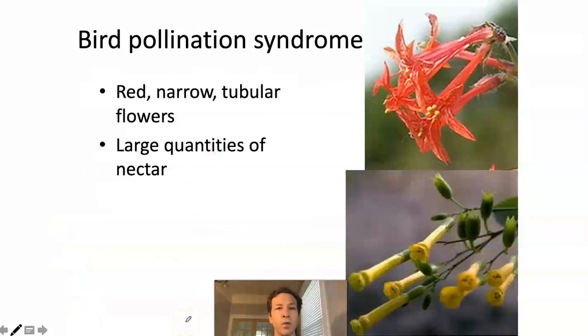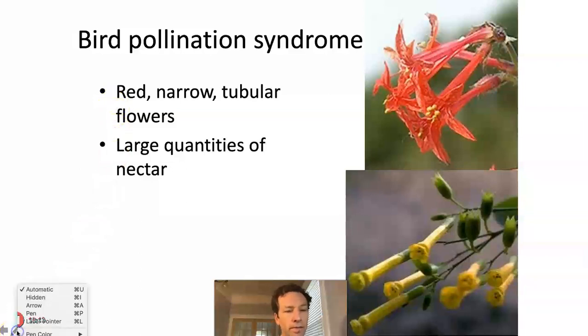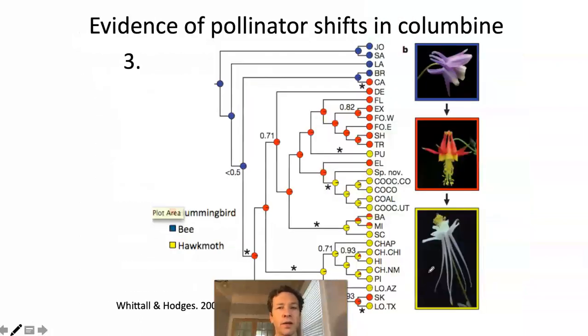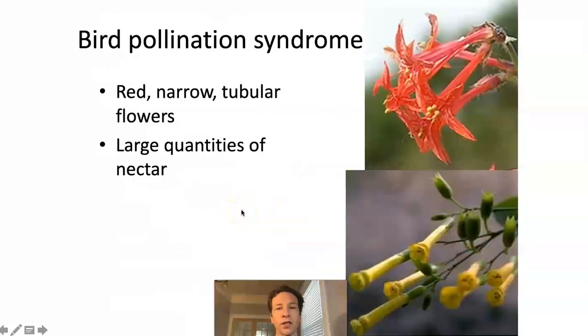Let's contrast that with a bird-pollinated flower. Birds are especially good at seeing red. That means red flowers are often associated with bird pollination. There's an example here of a yellow flower, so it's not always red, but it's the most common. And we saw that back here with the columbine example. These flowers were red and secondarily yellow for hummingbird pollination. Again, we're seeing that red and yellow in these examples.